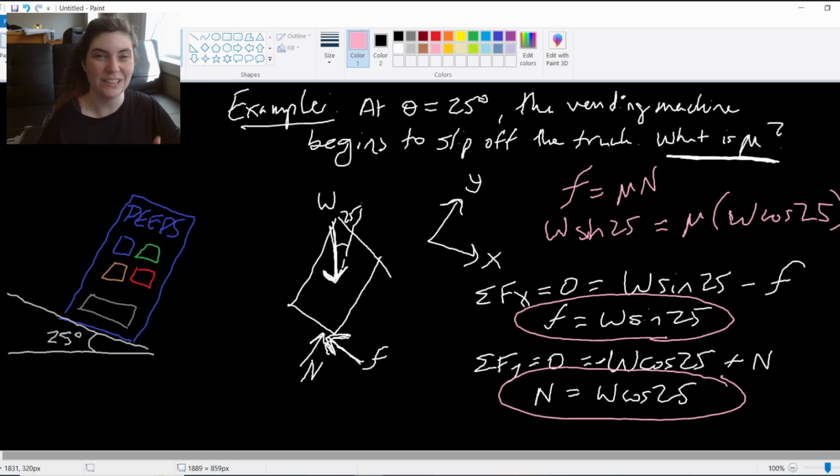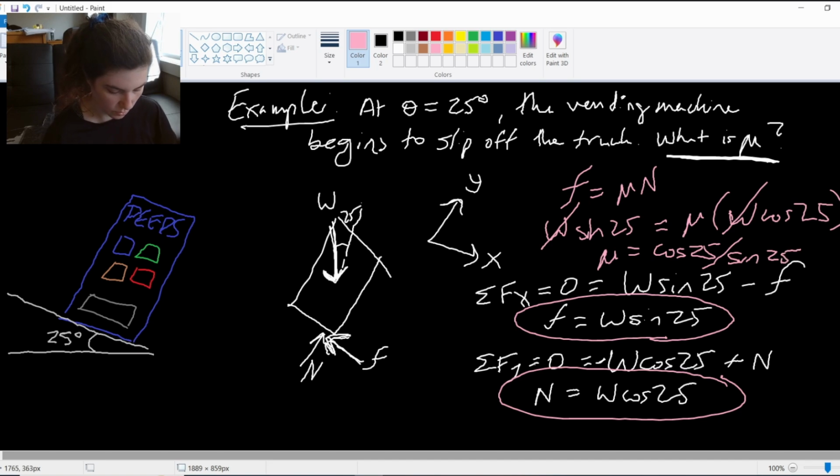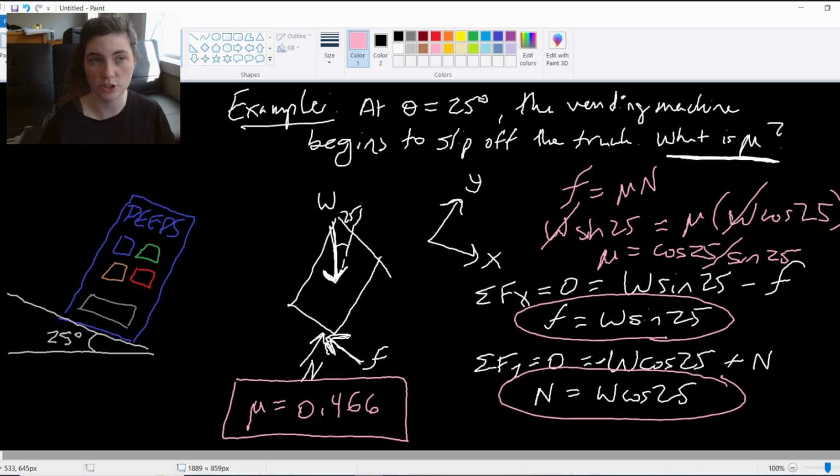And we'll notice now that it actually didn't matter that they didn't give us a weight, because it's going to work out. It doesn't actually matter what the weight of this vending machine is. It's not dependent on that. So I can get rid of these W's. They cancel out. Divide that sine 25 over. And I get mu is cosine 25 over sine 25. Or when I punch that into my calculator, that gives me 0.466. And there are no units on our coefficient of friction. It's just a coefficient. It's just a constant value. It's a number. We do not need units on it. This would be our answer.